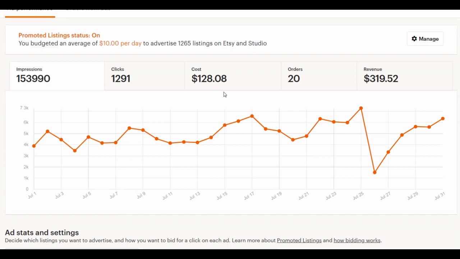Now, let's look at some of this. I'm not sure exactly what happened here, why such a significant drop. Again, that's something to look into. But as you can see here, I'm averaging about six, five over here, 7,300 impressions a day, which is great.